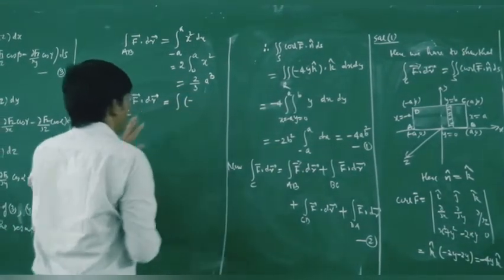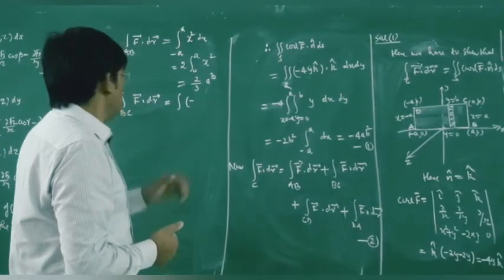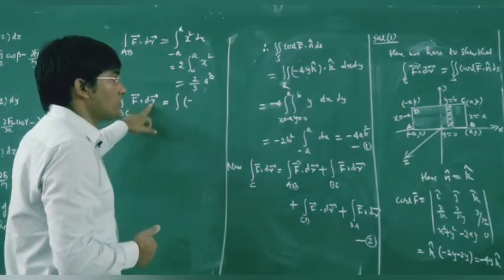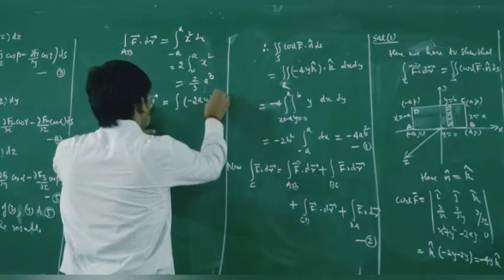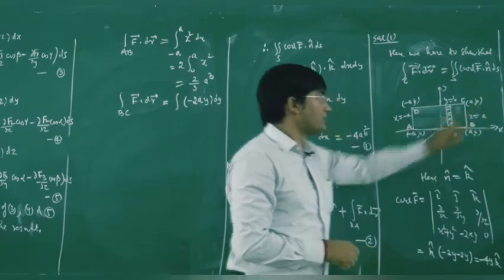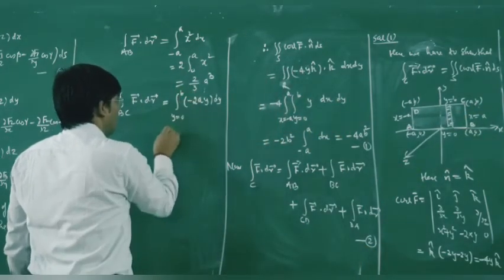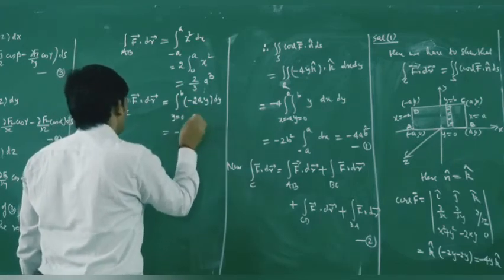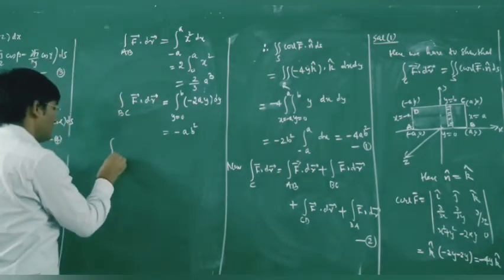minus, your x is a, so your dx will be 0, so your dr will be dy into j, so this will be a minus 2xy into dy, minus 2x is your a, y into dy, and the limit of y will be from 0 to b. The integration of y will be y square by 2, so this will be minus ab square. And then your third line CD.